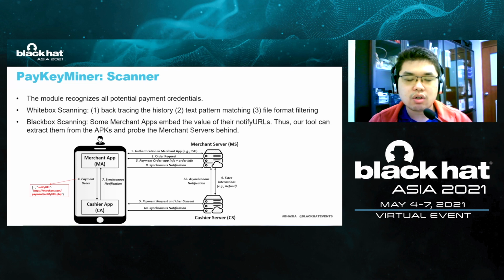The scanner also performs black box scanning on the merchant server here. According to our study, many merchant apps hard-code the values of their notified URLs. Thus, our tool can extract them from their APKs. Then the scanner can construct and probe the URL endpoints that may point to the credential files exposed in the merchant servers.